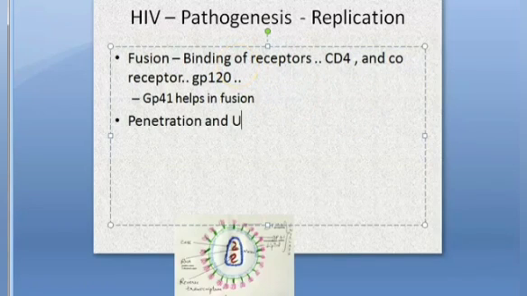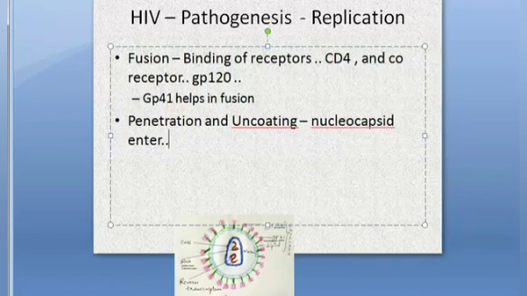Now the next step here, penetration and uncoating. So basically, after fusion, the HIV nucleocapsid enters the host cell. What is entering? The nucleocapsid is entering the host cell, followed by uncoating, which releases 2 copies of the single-stranded RNA and the viral enzymes. So now what will happen?